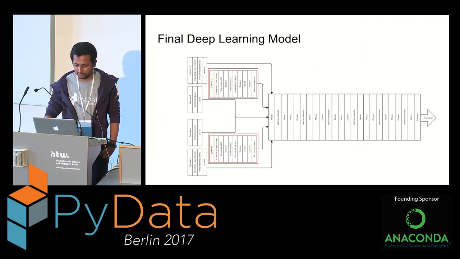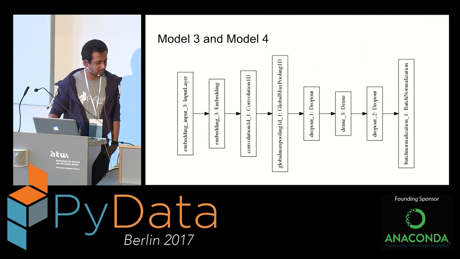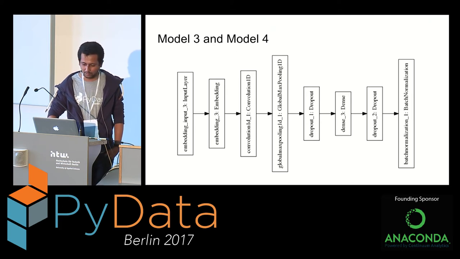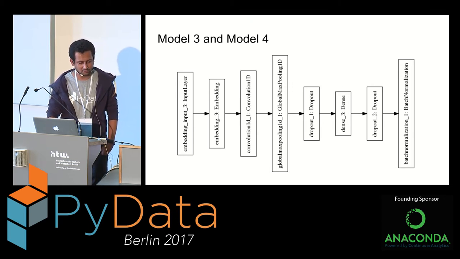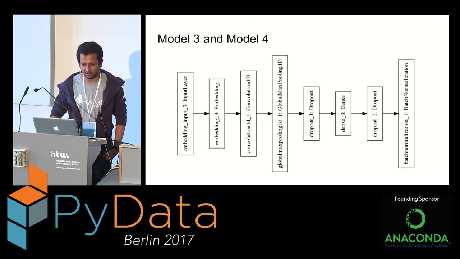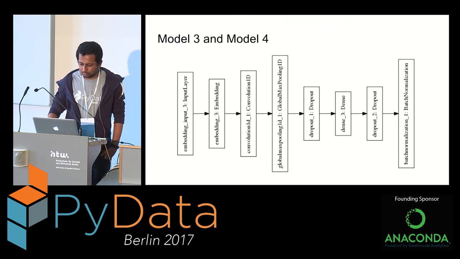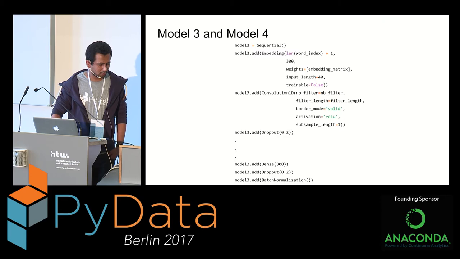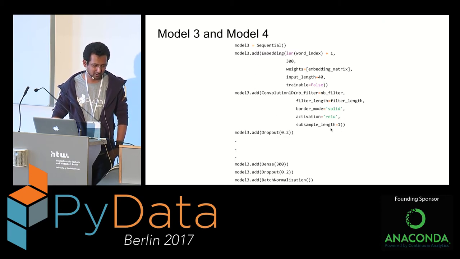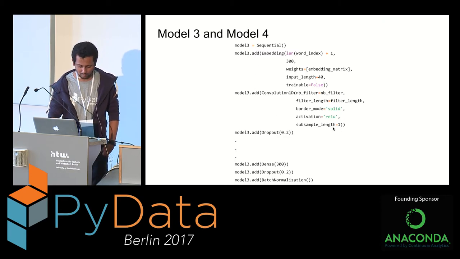Then we have the 1D CNNs. It looks something like this. Another embedding, then a convolutional 1D layer, a global max pooling, dropout, dense, dropout, and a batch normalization layer. It's very easy to implement in Keras.